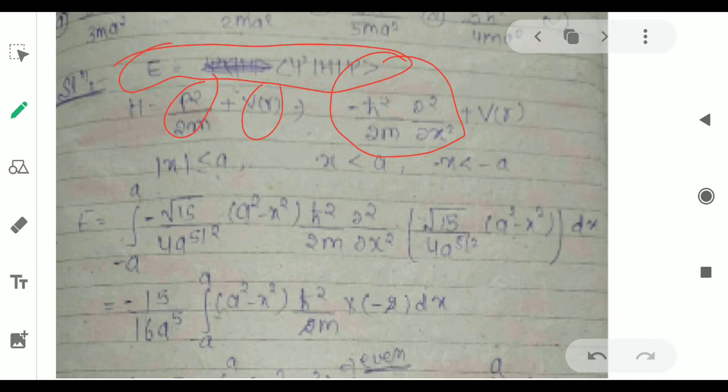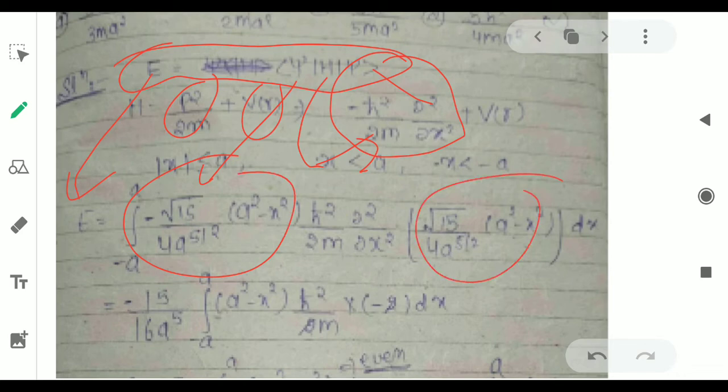Now we will put the values in this energy function. psi(x) is already given, and H we have found. We will put in the psi(x) value and the H value. Now how can we solve this? See here, the constant root 15 upon 4 a to the power 5 by 2, we take it out. Now I will write it.